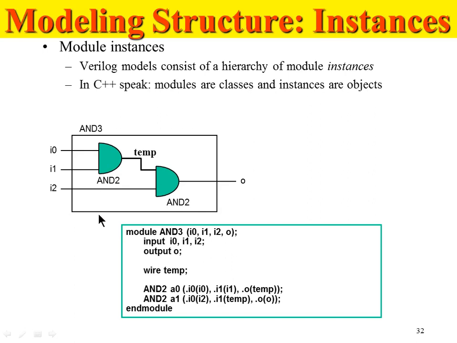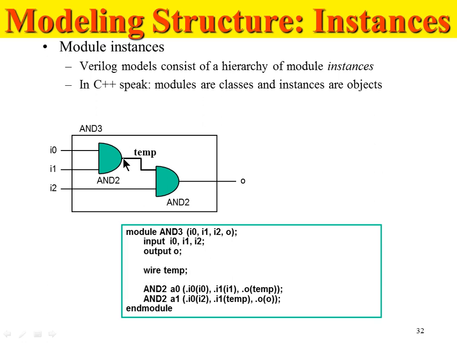So how do I model this? I instantiate. The concept is of module instances, where I create instances of the two-input AND design in the top level. This is my top level module called AND3. This is my port list. There are three inputs to AND3 and one output: I0, I1, I2, and O. Each of I0, I1, and I2 is a single-bit input port. O is a single-bit output port. There is a wire called temp, because I'm going to connect it. This wire is literally a wire. Wire is a data type in Verilog, which we'll see later on.